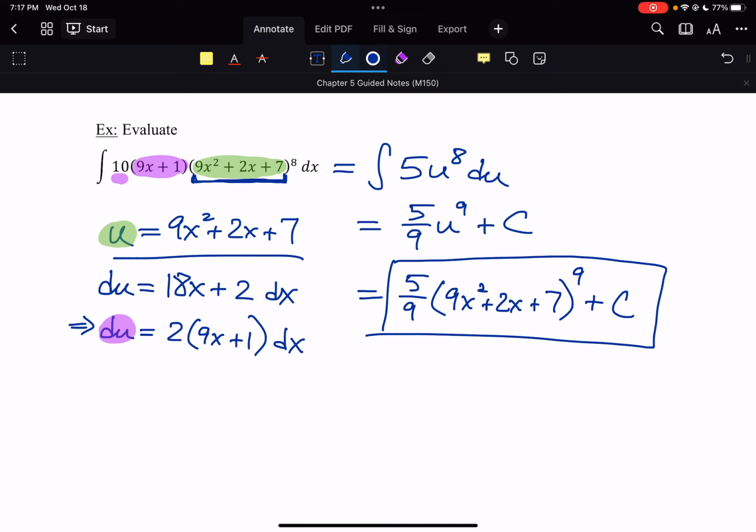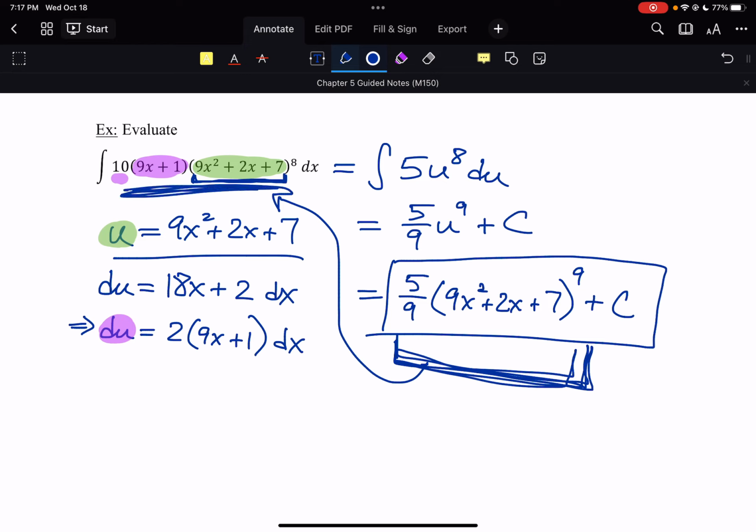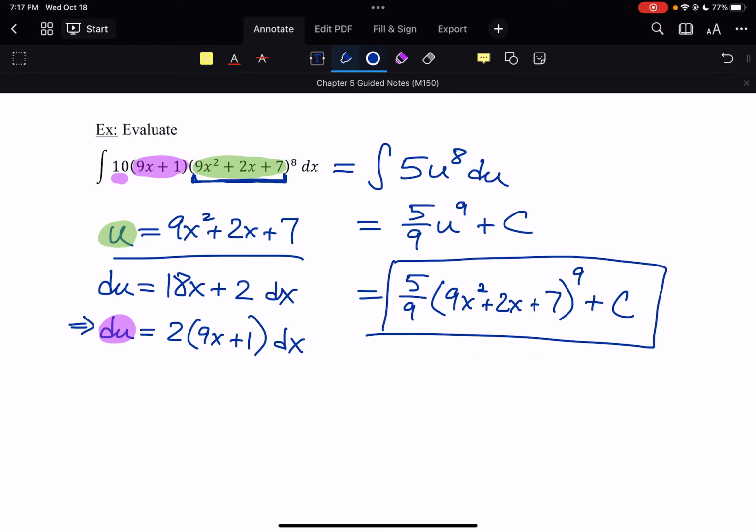So this is the value of that integral without having to expand everything out. If you were to expand this answer out, like this 9th powered polynomial, and take its derivative, you would get back to here with all of these terms. But we didn't have to do any of that because we had the u substitution at our disposal.